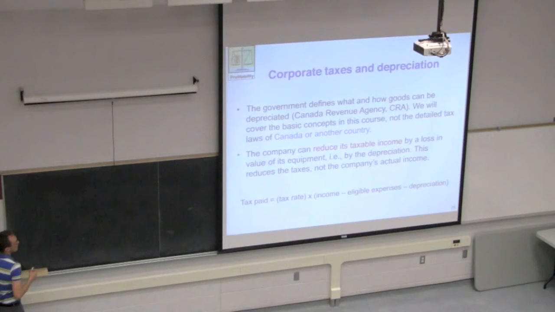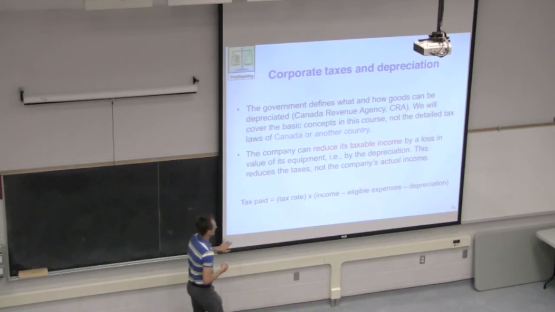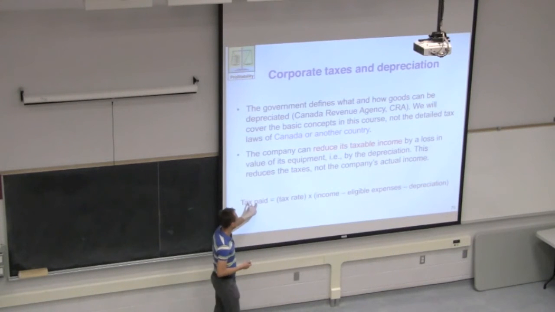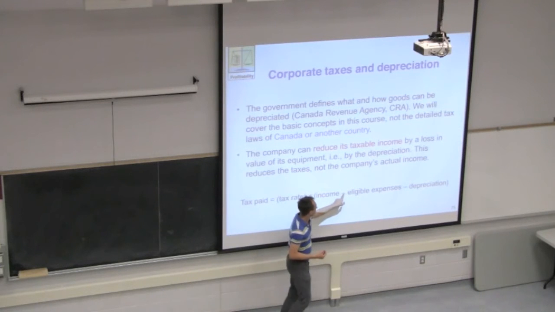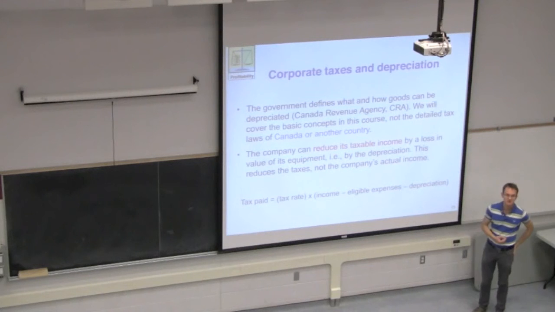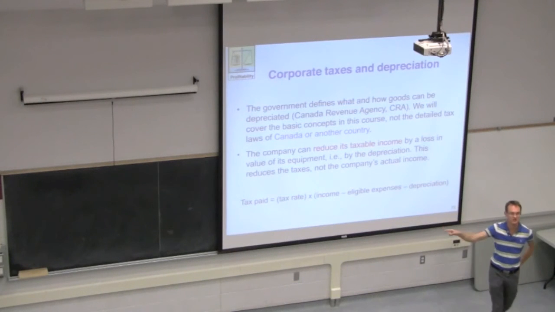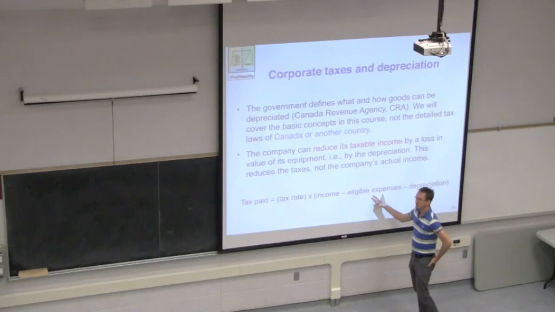Here's a formula up here, but we'll see it again later. Tax rate's fixed at 25%. If we want to minimize our tax paid, we could earn less income, but we don't like to do that. What we can do is maximize our eligible expenses and maximize our depreciation. Depreciation is important because the more of it we have, the less tax we end up paying on that side of the equation. What are eligible expenses? Let's talk about that in a minute.